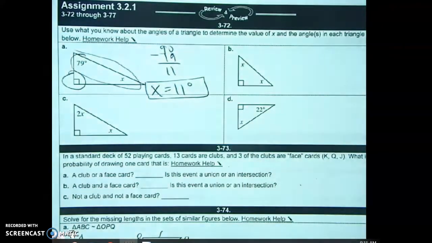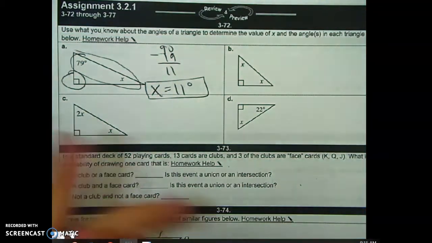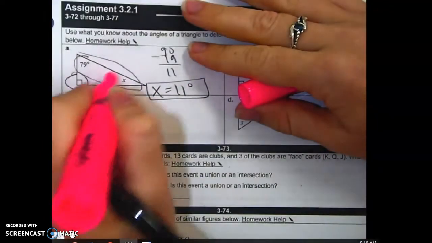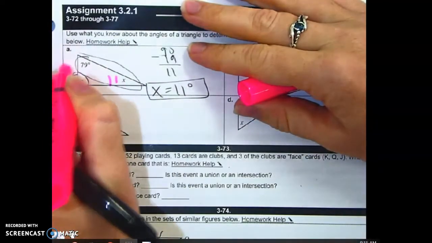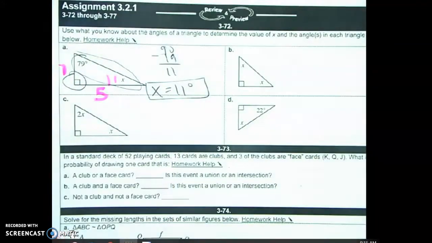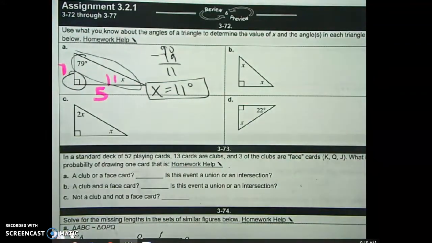Okay? Side note, remember that this is when you did the ratio. Whenever there was the 11 there, what was across from the 11 was the 1, and this was a 5. Just a side note for future things. Okay, let's look at this one.